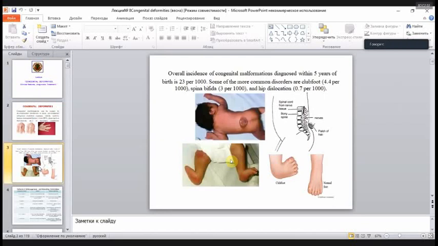The overall incidence of congenital malformation diagnosed within 5 years of birth is 23 per 1,000. Some of the more common disorders are clubfoot, spina bifida, and hip dislocation.